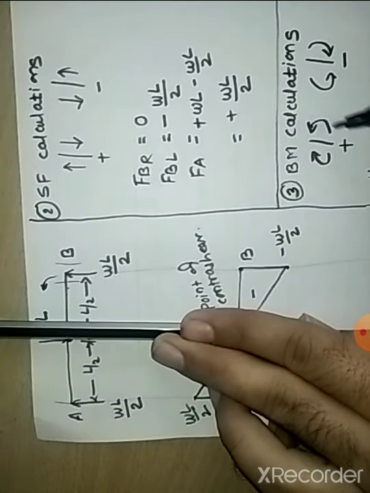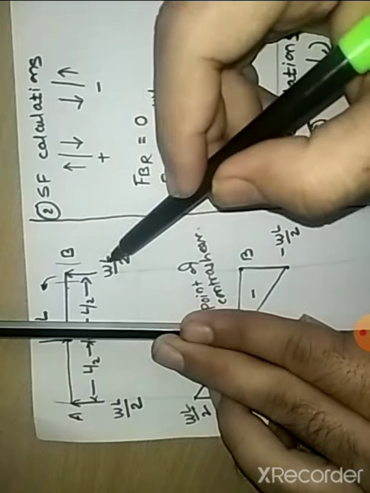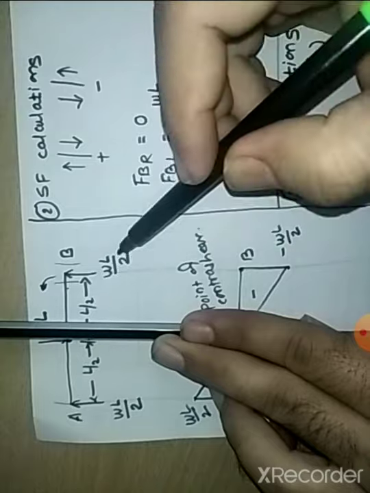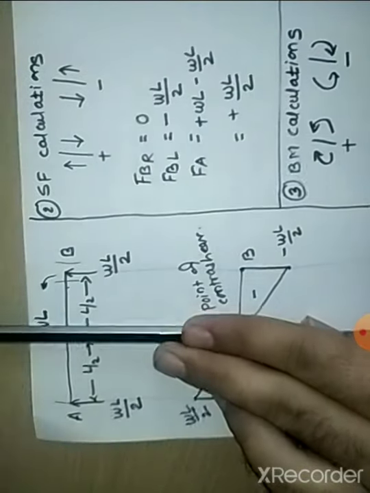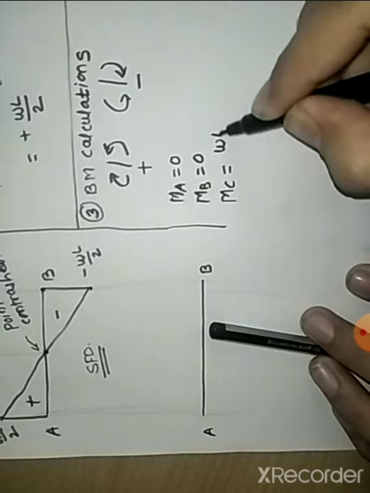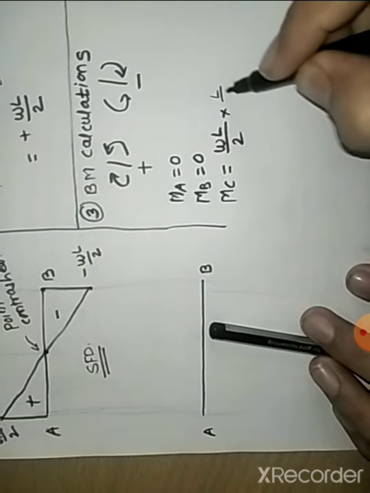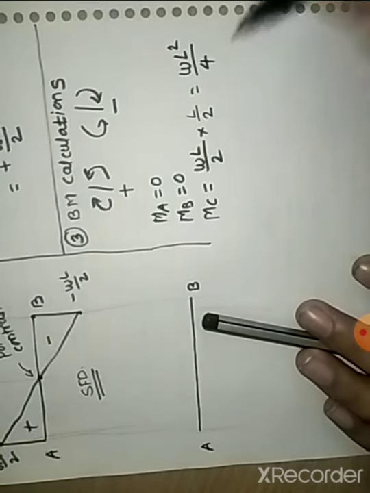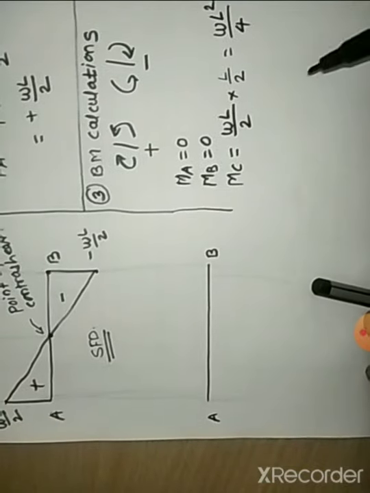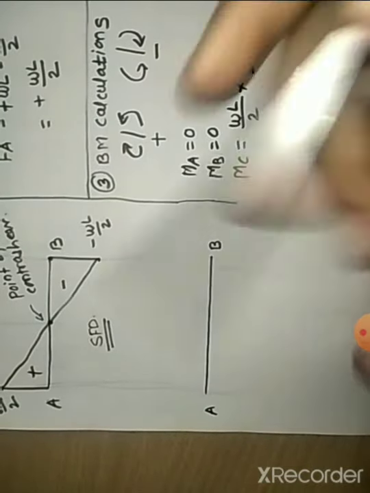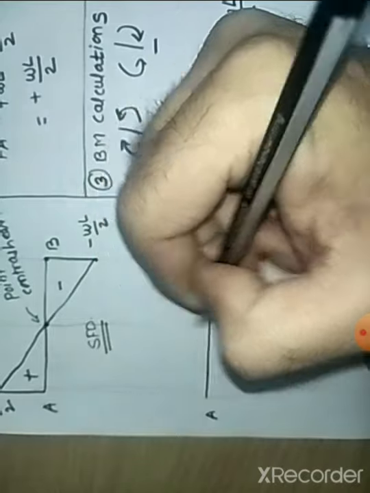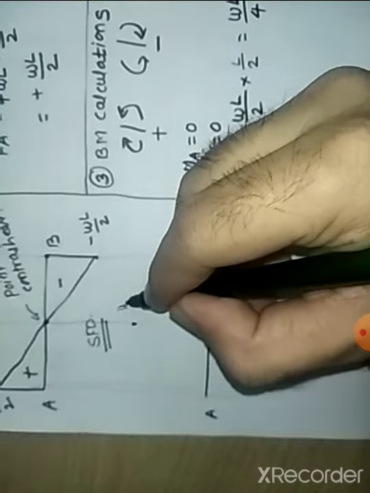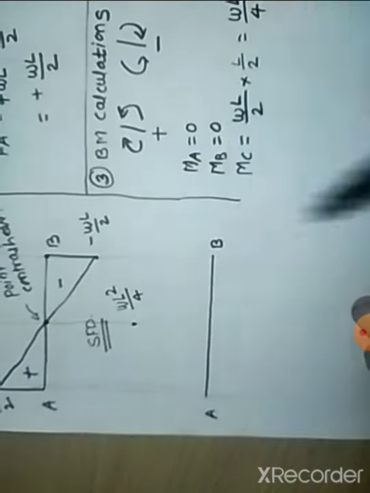So it will come as clockwise. Clockwise is positive. So WL by 2 into L by 2, right? So plus WL by 2 into L by 2. It will become WL square by 4. So the maximum bending moment is WL square by 4 and it is located at point C. So here is the maximum bending moment, WL square by 4.